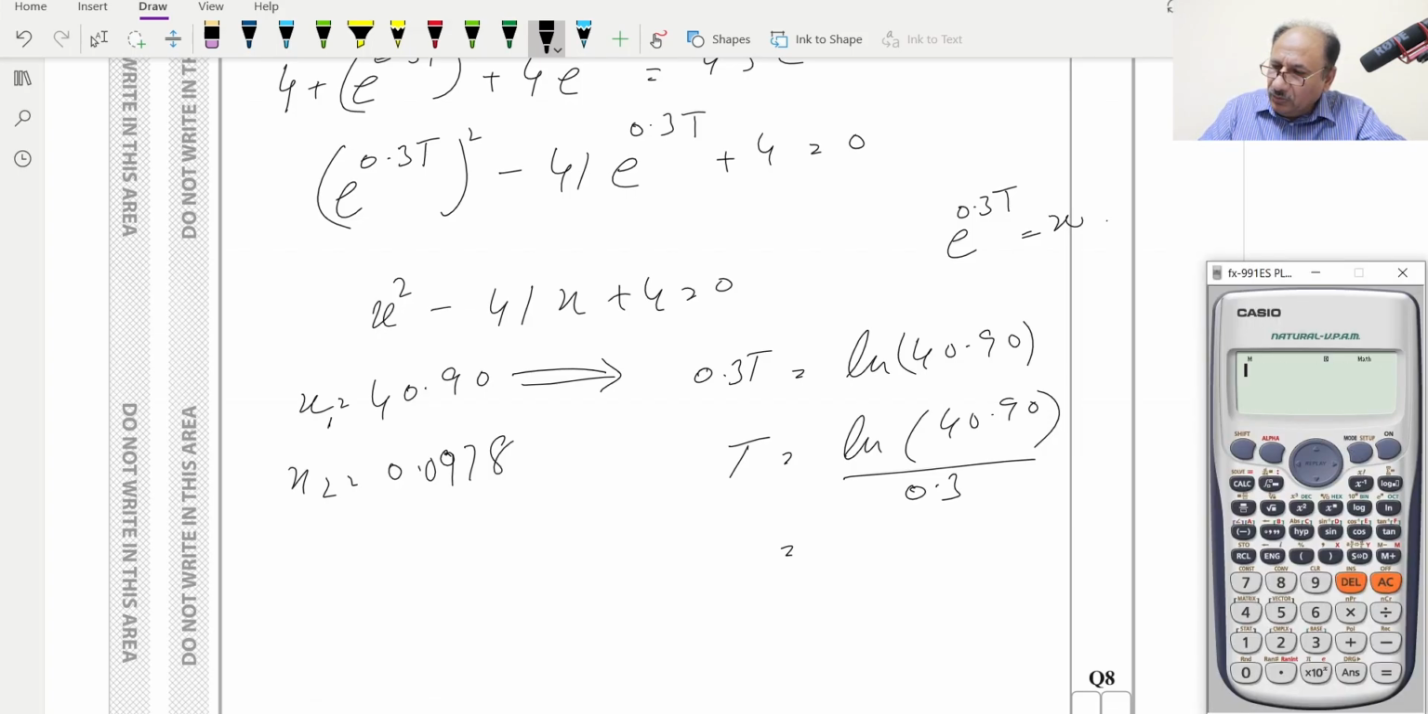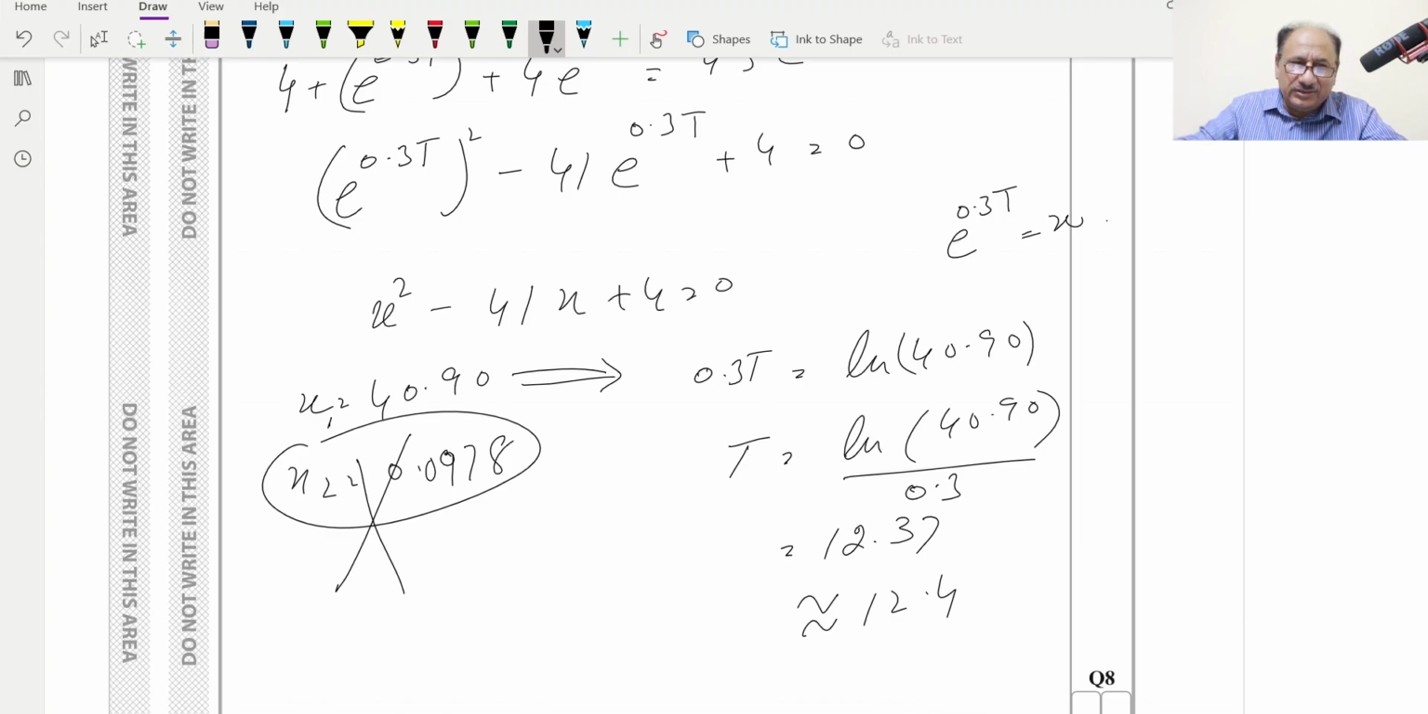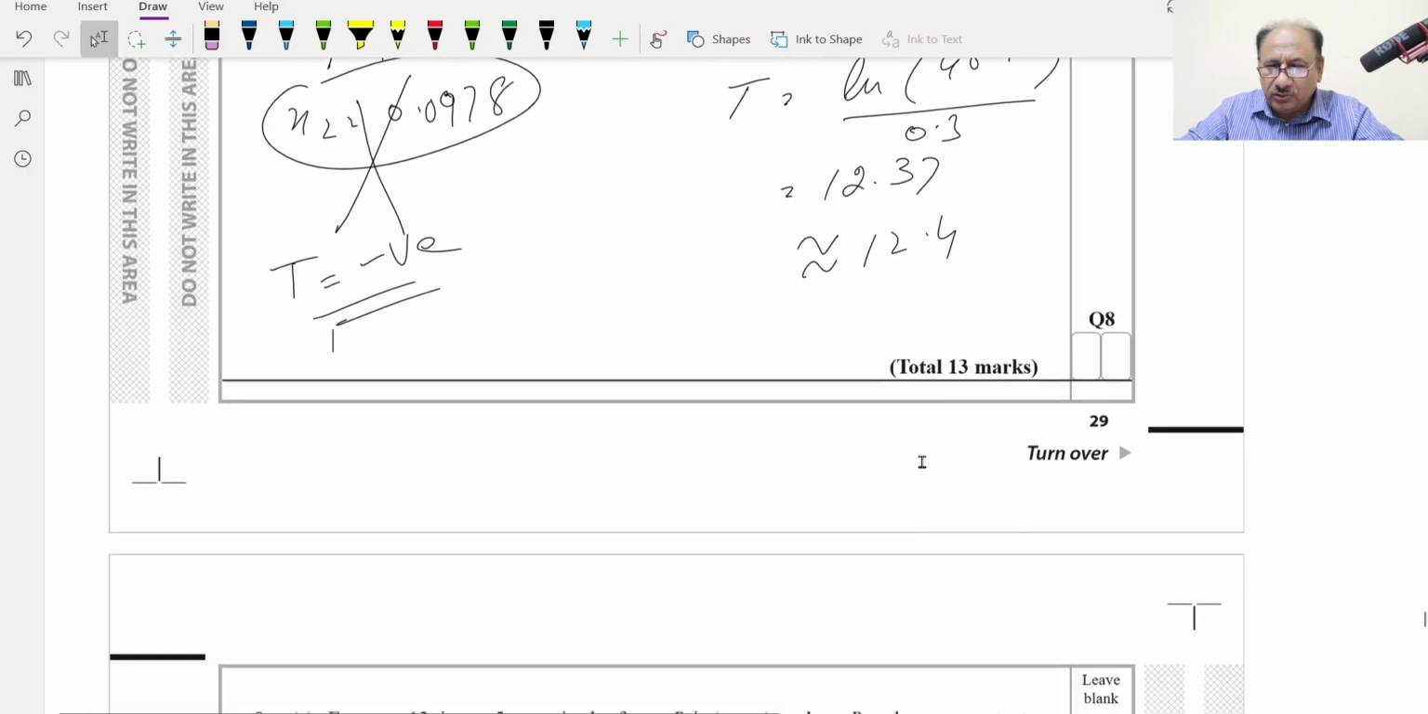This will be log of 40.90 over 0.3, which is equal to 12.37, approximately 12.4, and the other value will be giving us a negative T value, so we will reject this one. You can find the T value, you will get negative for that one. So this will be our answer.